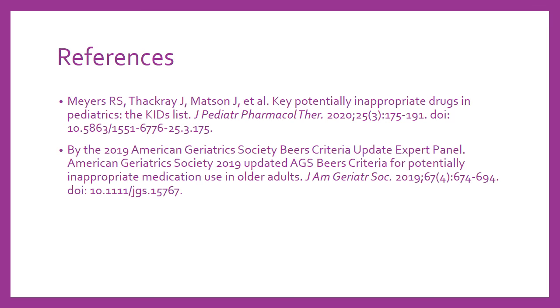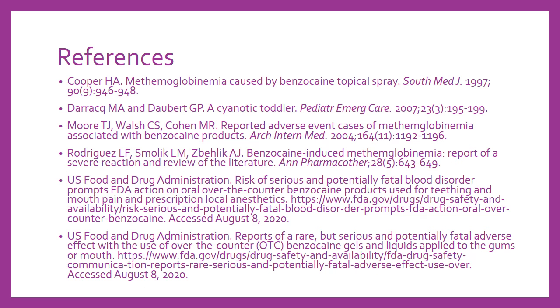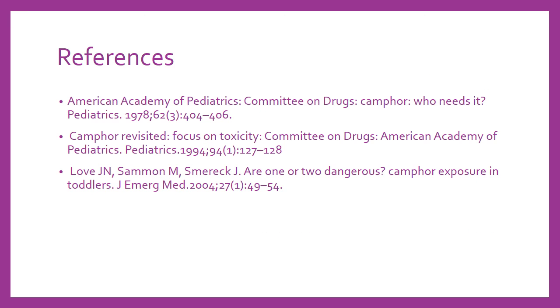So you can find the kids list through the Journal of Pediatric Pharmacology and Therapeutics on PubMed or the JPPT website. It's not on Lexicomp yet, but I'm sure it will be with time, just like the Beers criteria. Of course, that next source is the updated Beers criteria. These are the references referenced in my first example. And these are the references from my second example.